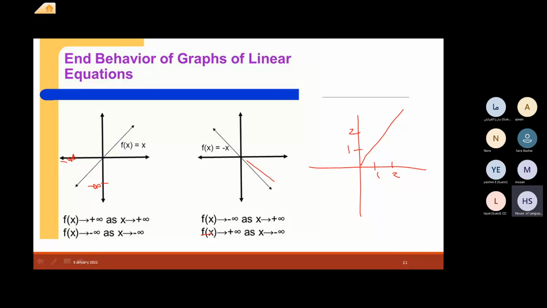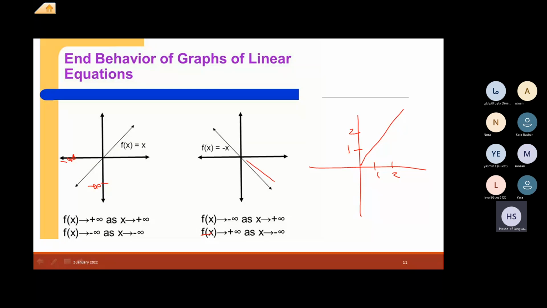Now look at the second one here. F of x equals negative x. Like if x is 1, y is negative 1. If x is 2, y is negative 2, and so on. The slope is negative, so it will be a decreasing function. How do I know that the slope is negative? What's the coefficient of x? Negative 1. So the slope is negative. Agree?